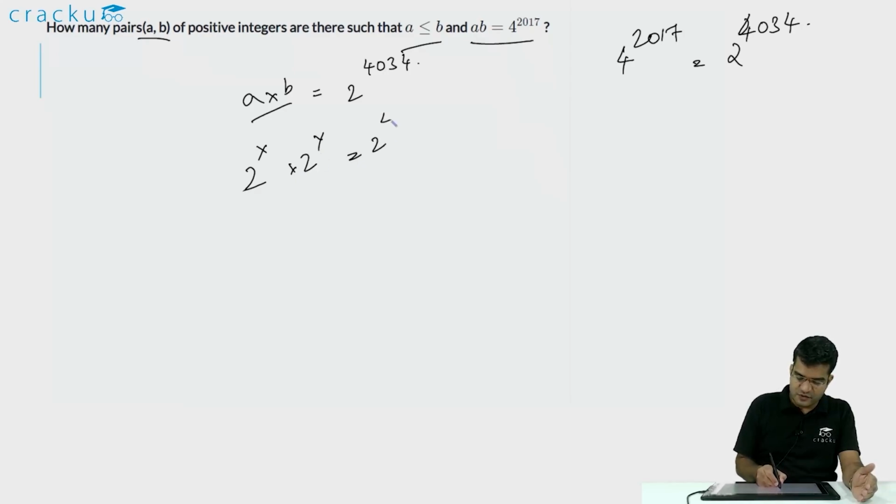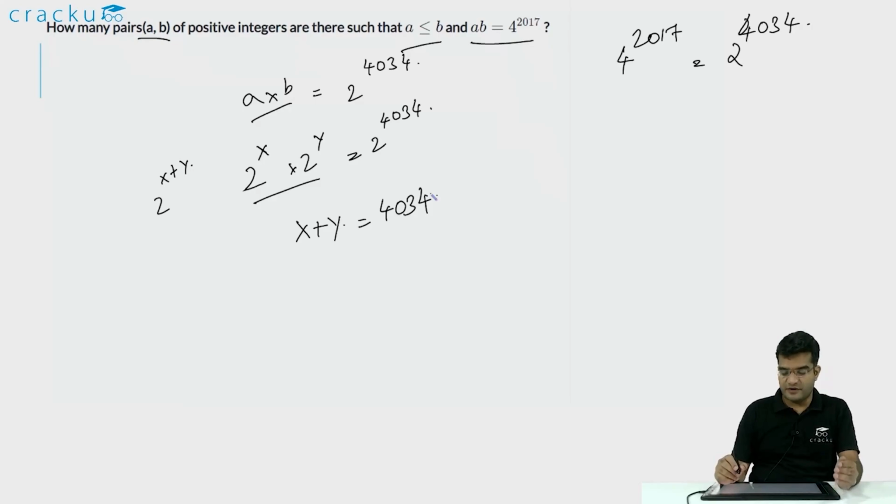So, this equals 2 to the power 4034, or essentially, 2 to the power x into 2 to the power y is equal to 2 to the power x plus y. So, x plus y is equal to 4034. We are required to find the number of solutions such that x is less than or equal to y. We know that the only solution where x is equal to y will be x is equal to y is equal to 2017.